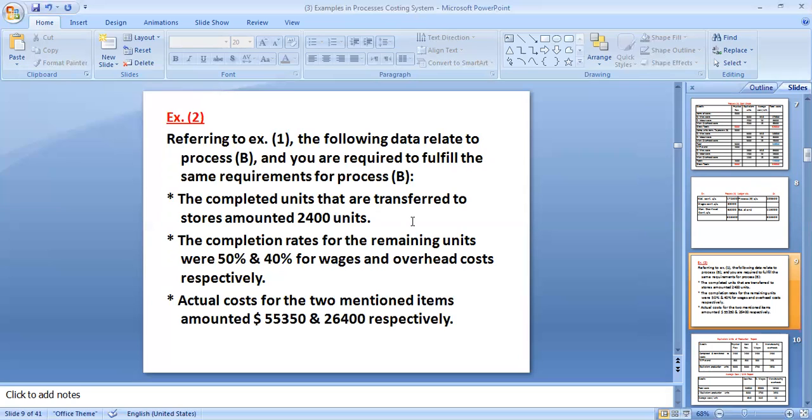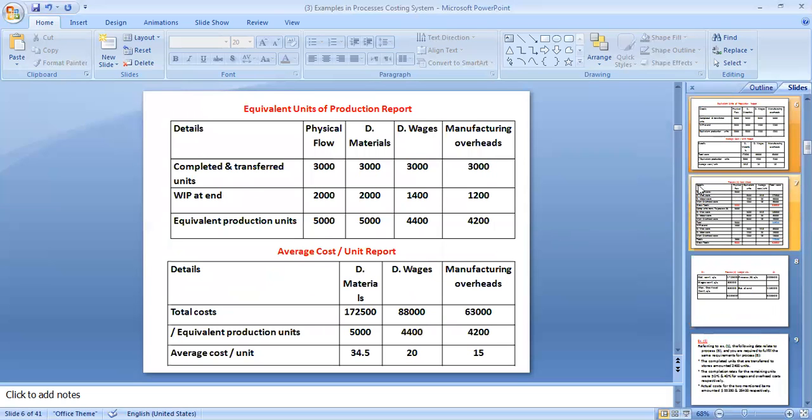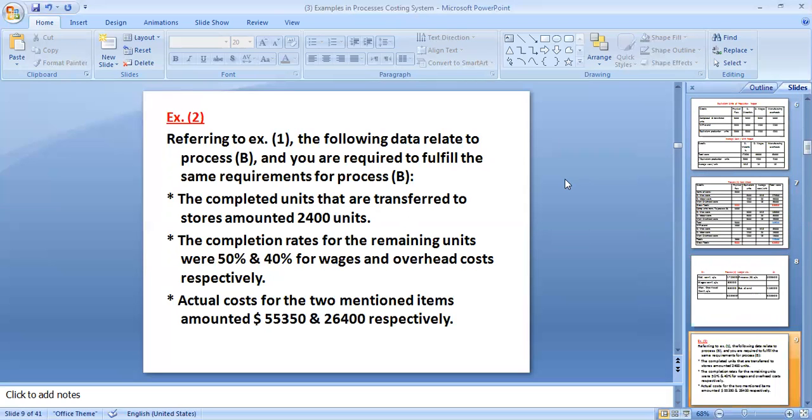Now I told you that B received 3,000 units from A. 3,000 units completed and transferred. So 3,000 units are transferred to B. Of the 3,000 units, I completed in B 2,400. So there remain at end 600 units, work in process 600 units. The completion rate of the remaining units, the 600 ending work in process, is 50% and 40% for wages and overhead cost respectively.